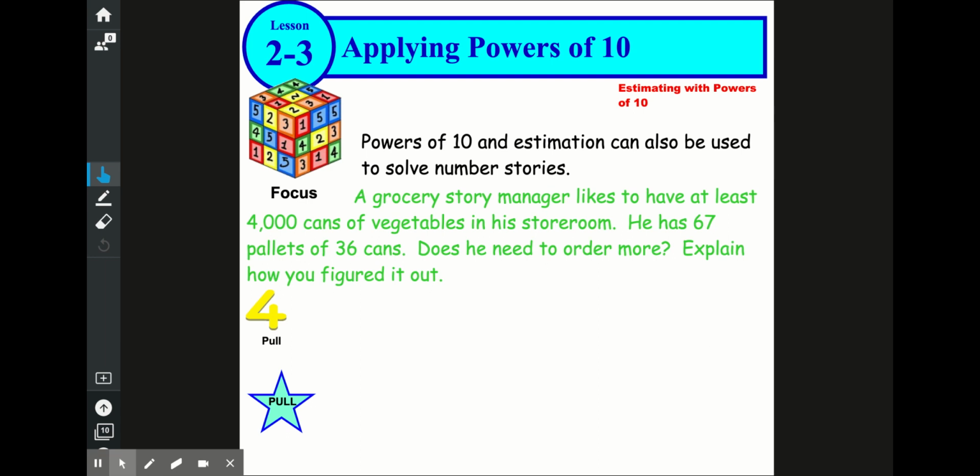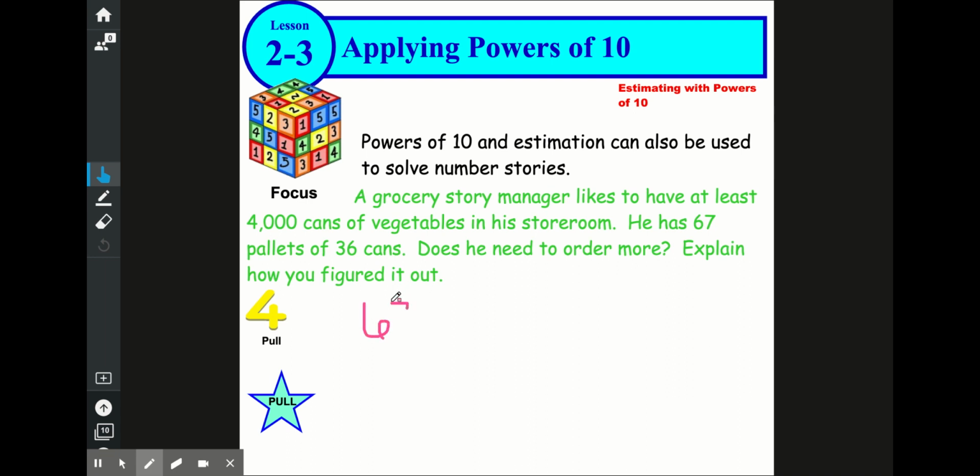So when we're looking at this question, I know that he likes to have at least 4,000. So I know that these two numbers probably are going to be multiplied because that's what I've been practicing. And so I know that 67 pallets of 36 cans. So I'm going to take 67 times 36. Well, I don't want to do that just yet. We're not quite ready for our double-digit multiplication, but I am ready for extended facts.